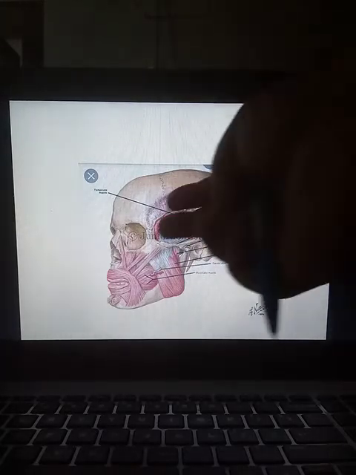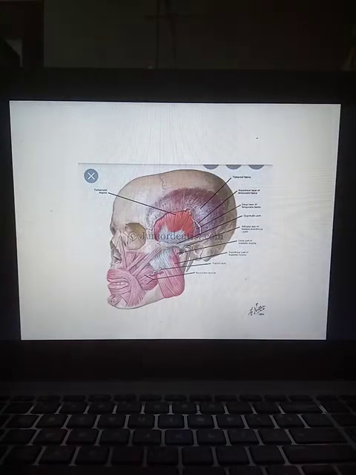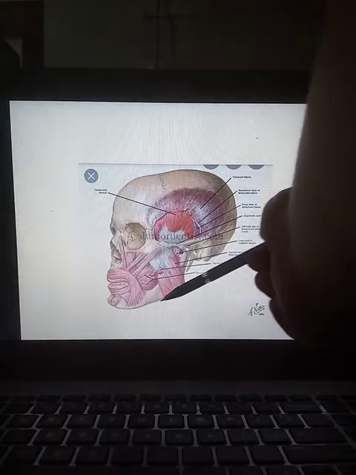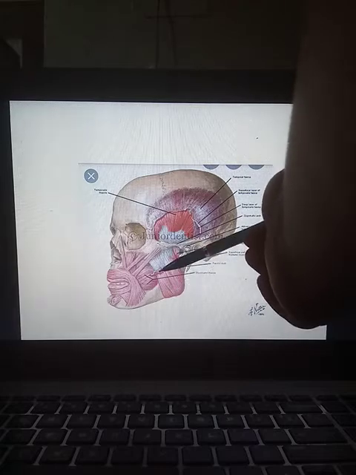Then the deep fibers come from the deep surface of the zygomatic arch. So we have the superficial fibers and the deep layer. Then there is the insertion. It will insert on the lateral surface of the ramus of the mandible.